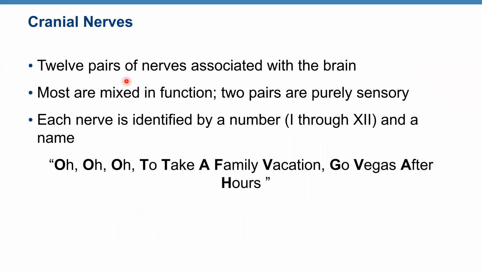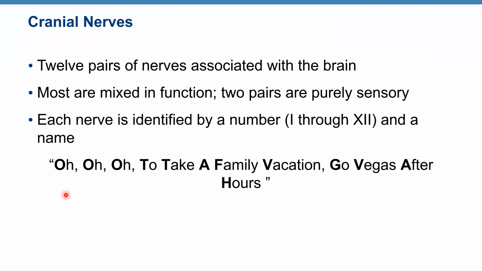There are 12 pairs of cranial nerves, and most are mixed. Each cranial nerve is identified by a number, 1 through 12, in Roman numerals, and they have a name. There is a mnemonic that helps you put these cranial nerves in order. The mnemonic says, "Oh, to take a family vacation, go Vegas after hours." Each letter is the first letter of the corresponding cranial nerve.